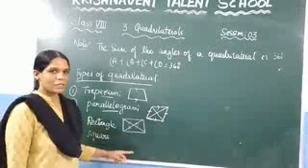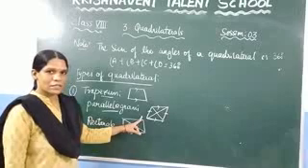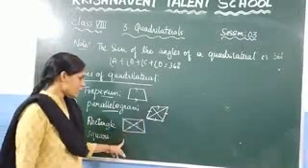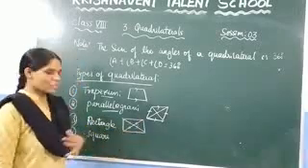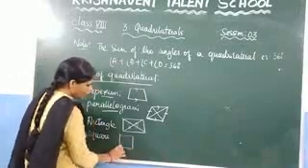What is meant by adjacent sides? These two sides are adjacent and these two sides are adjacent. That means adjacent sides are equal is nothing but all sides are equal. So if all sides are equal, we will get the square.